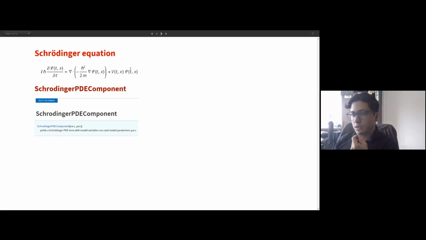The Schrödinger equation, as you may know, is an equation that has a kinetic energy term and a potential energy term, and it describes the evolution of the wave function, which can describe one or many quantum particles. The SchrödingerPDEComponent, basically, you give it the variables and some parameters, and it gives you back the PDE operator that you will use in functions like NDEigensystem or NDSolve to solve the partial differential equation.